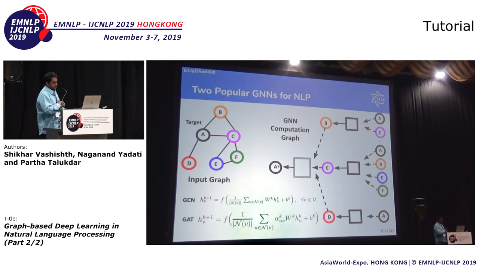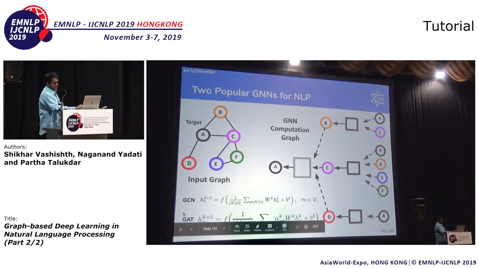Two popular approaches used in NLP are GCN and GAT. We saw this GCN equation before, and we have graph attention, which is essentially a weighted combination of the neighbors, and these weights are given by softmax attention.